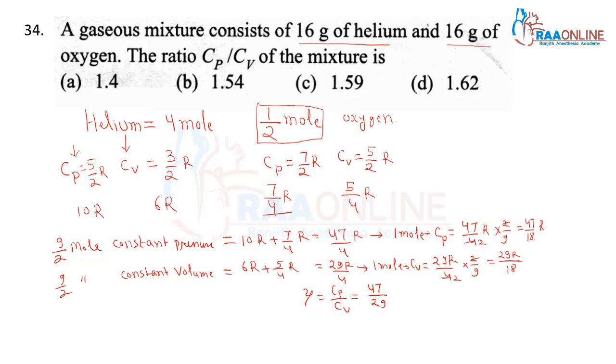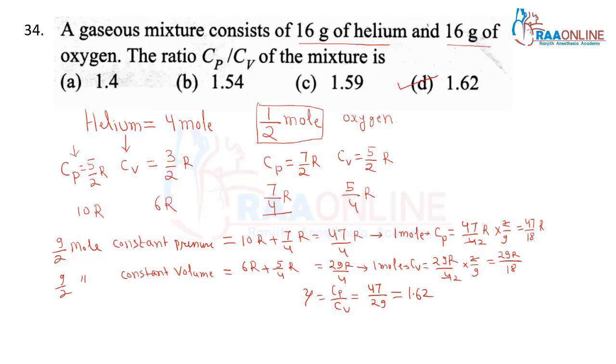We have to divide 47/29. It means a simple calculator is allowed. 47 divided by 29, so we are getting 1.62. So we are going with D.